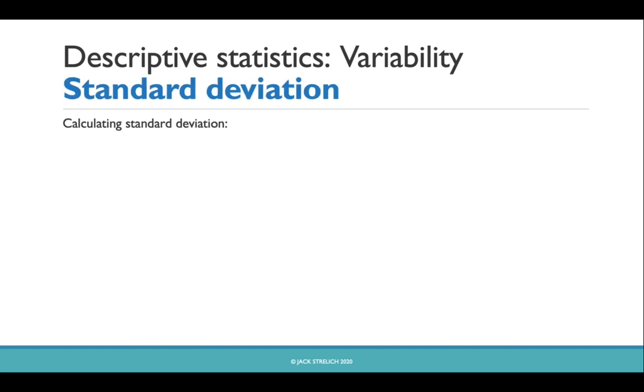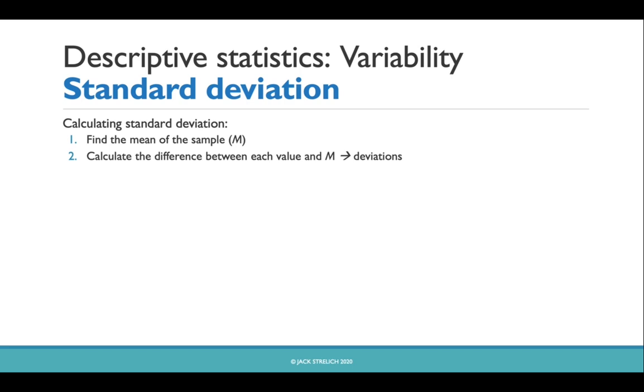Next, let's talk a little bit about standard deviation. On this slide, I'll give a conceptual overview of what standard deviation represents. To see step by step how to calculate standard deviation, watch the stats class video associated with this lecture. So, we begin by finding the mean of the sample, which we refer to as M. Next, we calculate the difference between each value in the sample and M. This gives us a set of values called deviations.